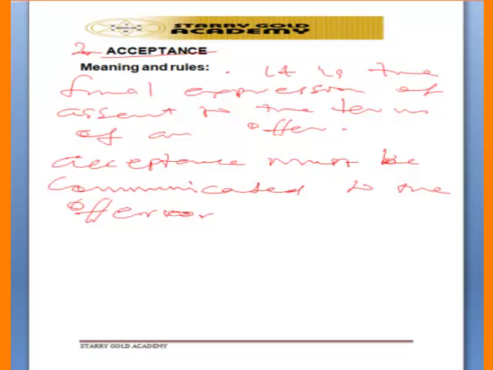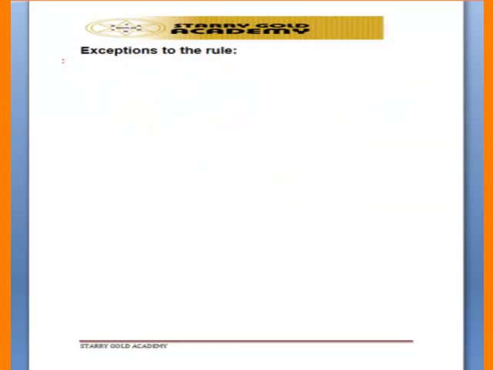By the offeree. But there is an exception to the rule of communication of acceptance. Let us look at those exceptions. The exception to the rule of communication is that where the acceptance is by post, then it is not compulsory that the offeror must be aware. Or let me put it this way, where it is by post, it is not compulsory that the letter of acceptance must get to the hands of the offeror.